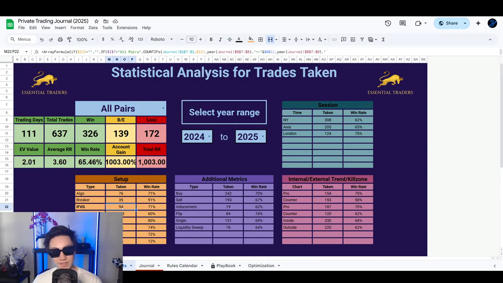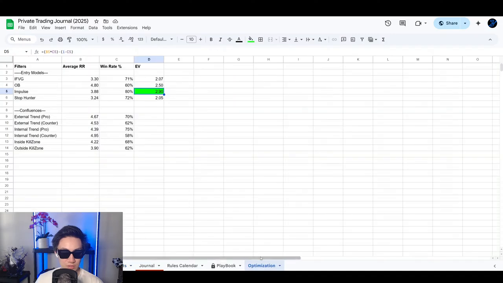So IFG, I have a sample size of 94 trades, which is pretty solid. OB has 275. That's my main setup I take. Stop 100 is about 84, which is solid as well. So let's look at the other three. In terms of the other three, OB still wins. And I'm not surprised. I've done backtesting on this already, so I already know my data, but I'm just doing this video to show you guys the data and how you can do it yourself.